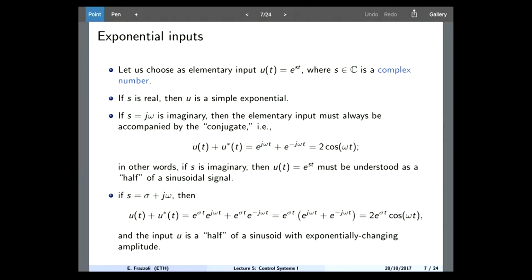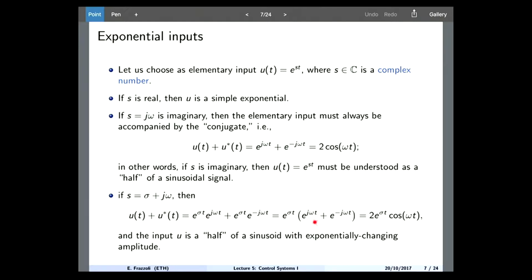Okay. If s is a more general complex number, s is equal to sigma plus j omega, okay? Then again, I have to do the same thing. I cannot apply u by itself. I have to think of this as something that I always accompany with its complex conjugate, so u star. Now, if I write it this way, then this would be e to the power sigma t plus j omega t. I can just decompose it into the product of these two exponentials, right? This would be the complex conjugate. I can pull out e to the power sigma t.